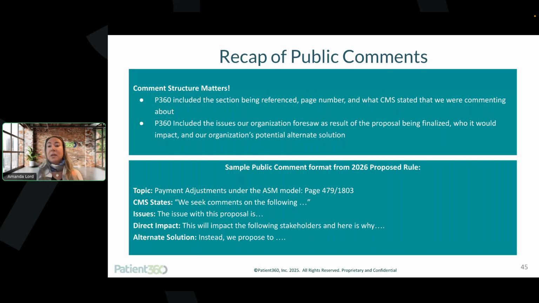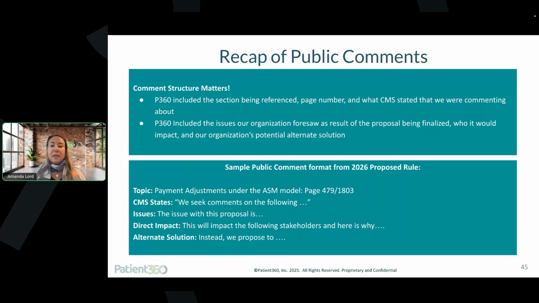Here's a few examples of the items that were actually acknowledged. So a win, the MVP subgroup reporting flexibility. CMS finalized a policy allowing multi-specialty and small practices of 15 or fewer to continue reporting MVPs at the group level, so they're not required to form subgroups for MVP reporting in 2026. This does reduce the administrative burden for smaller specialty groups. So that was a win.